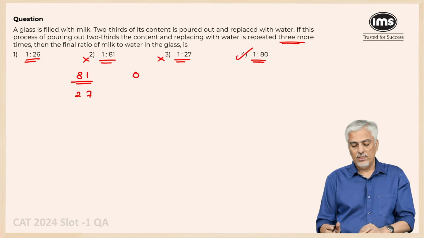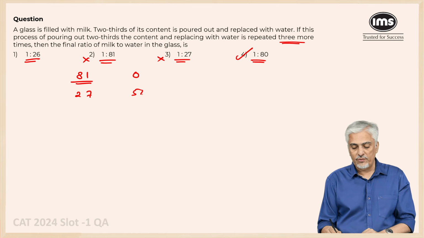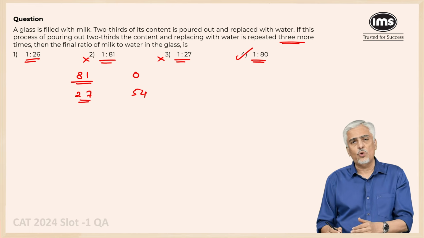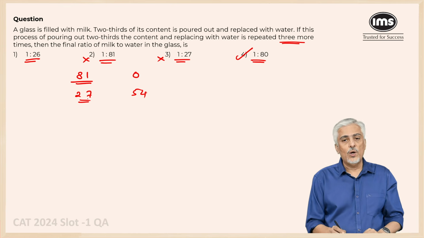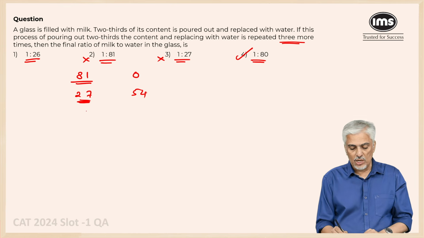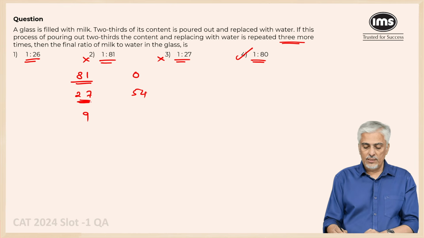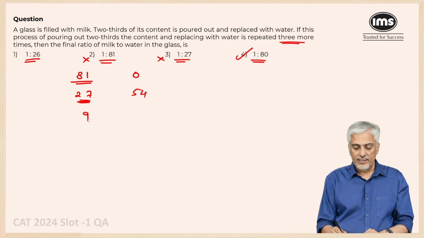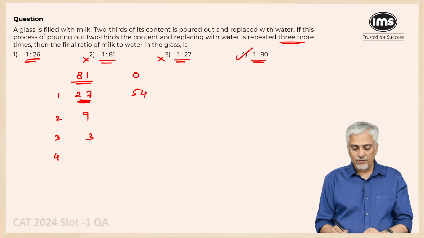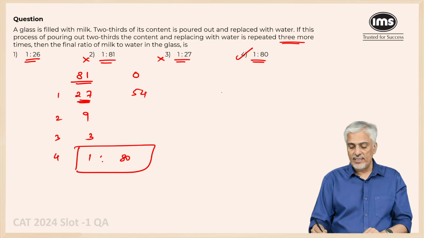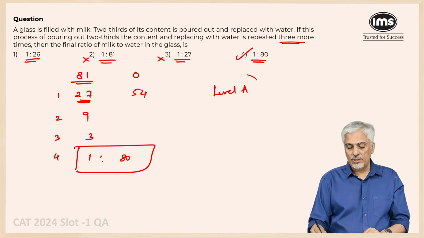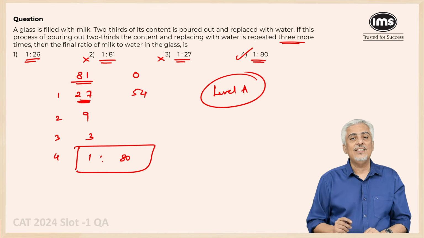1/3 is left. Which means over here we'll get 54. Then again, you just concentrate on what is left over here of milk. 1/3 of this is left. So 1/3 of this will be how much? 9. Right? 1/3 of 27 will be 9. 4 times you have to do. We have done 1 time, 2 times, 3 times. 3 will be left, 1/3. And the 4th time only 1 will be left. This will be 80. Answer is 1:80. Definitely a level A question. Should have got this question easily.